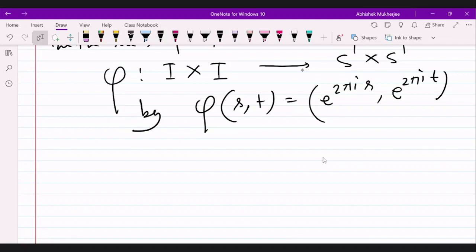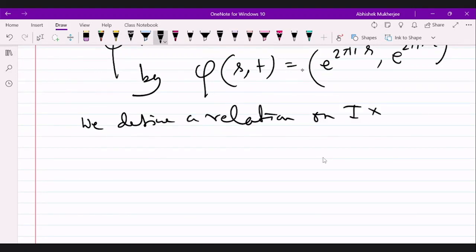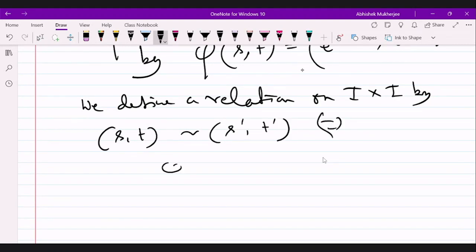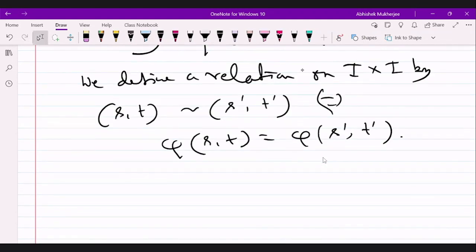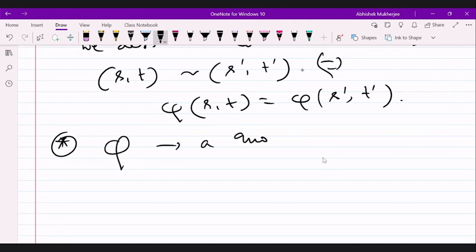Okay, so that means we define a relation on I cross I by this rule, that is you are identifying 2 points in the square if and only if the functional values are the same. Okay, and keeping in mind this relation, you can prove that this phi is going to be a quotient map.